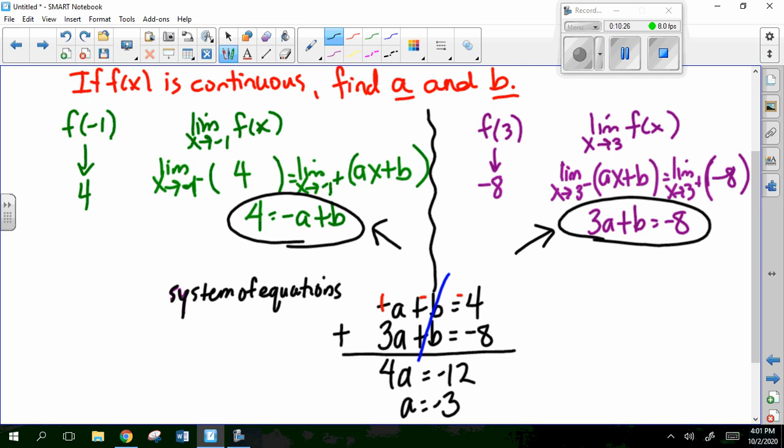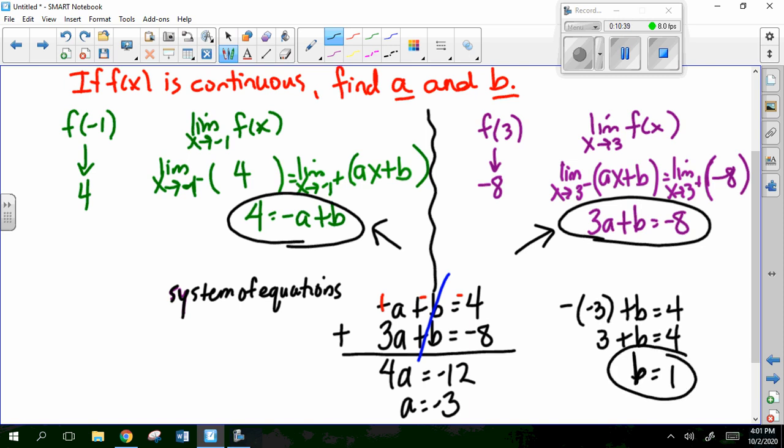Okay, so let's see. I'm going to go negative of a plus b equals 4. And then I'm just going to make sure I don't skip any crazy things. All right, b then is 1. And so that is my a and my b, which is what you were asked to find.